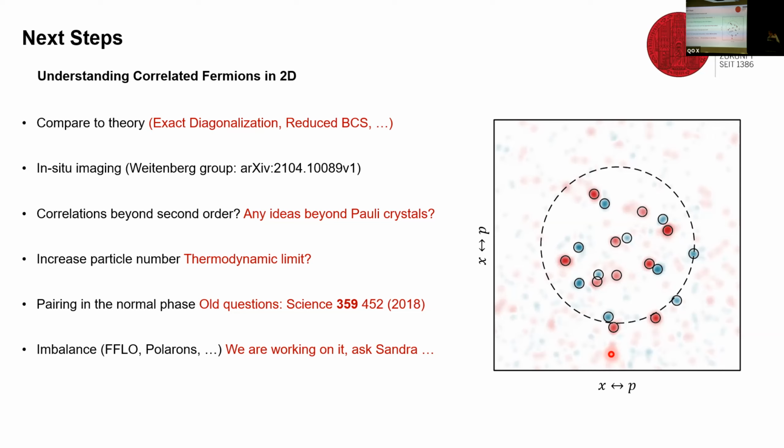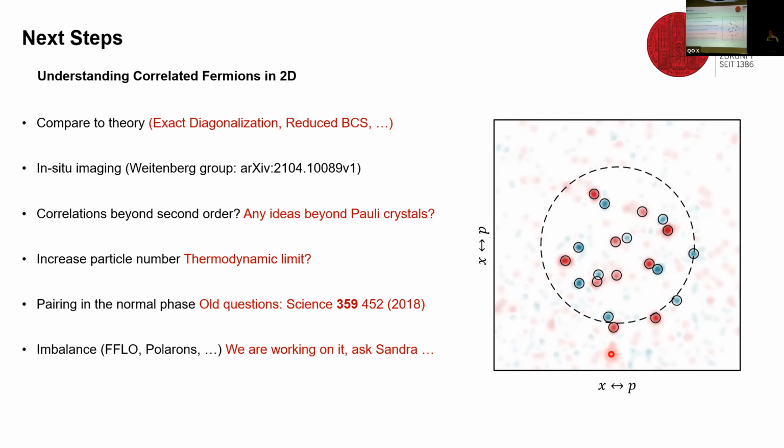So, I'm at my end. I would like to tell you what the questions are that we are currently addressing. First of all, we would like to get some better theory insight, and there's a lot of work from mesoscopic physics that we are browsing through and trying to understand. We would also like to get in situ imaging, because you would want to see that you have no correlations in real space, but you have correlations in momentum space.